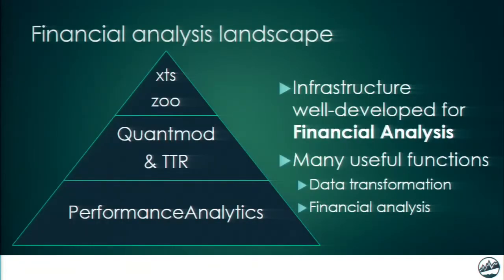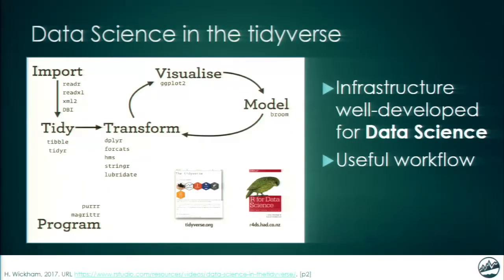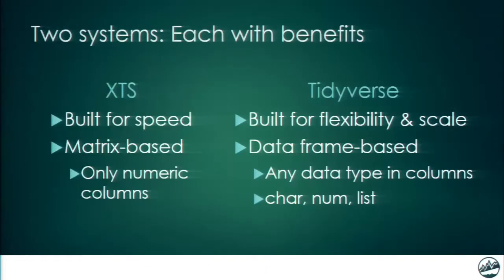All right, so the financial analysis landscape. There's a bunch of packages, and we love them all. XTS and Zoo for time series, QuantMod and TTR for getting and manipulating data, and PerformanceAnalytics for return metrics. These are well-developed packages with a ton of useful functions for data transformation and financial analysis. We also have the Tidyverse, a collection of packages that all have a well-developed infrastructure for a data science workflow. They are a little bit different than the XTS system, and we'll talk about that next.